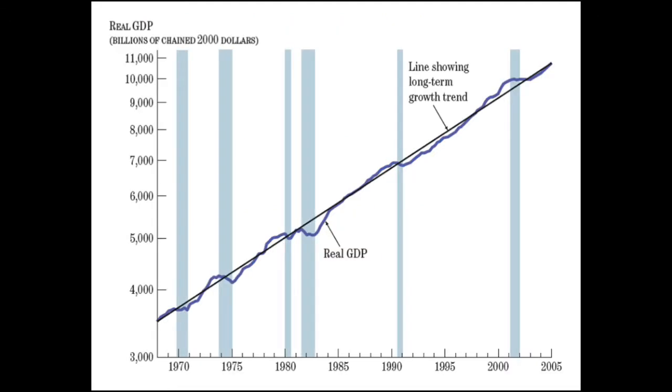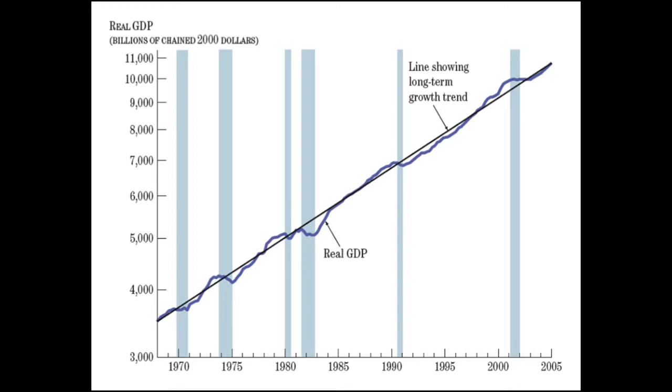This figure plots the United States real GDP measured in billions of chained 2000 dollars from 1970 to 2005. The straight black line shows the growth trend in United States real GDP through time. Notice that the actual real GDP numbers fluctuate around the trend. The vertical shaded bars mark the 6 recessions experienced by the economy since 1970. Thicker shaded bars represent longer recession periods.